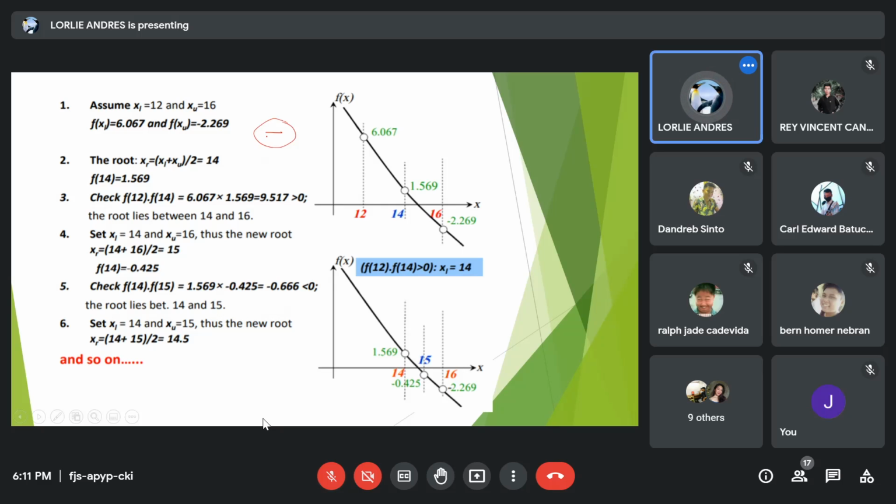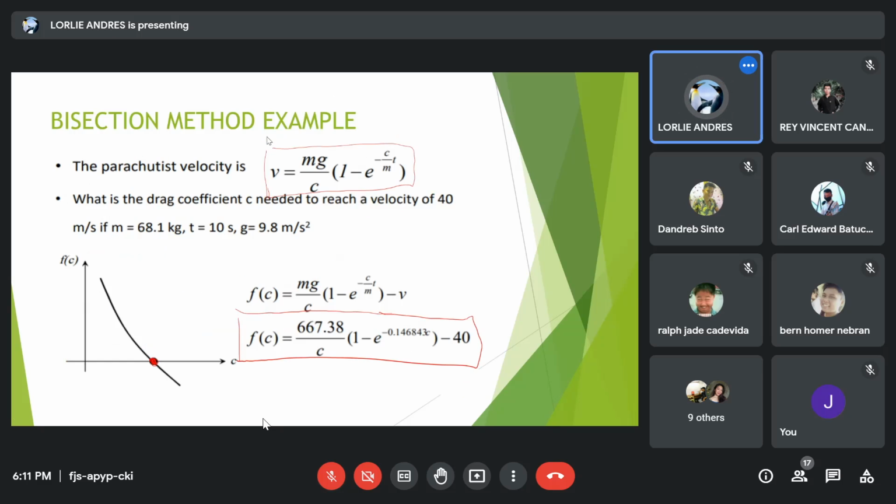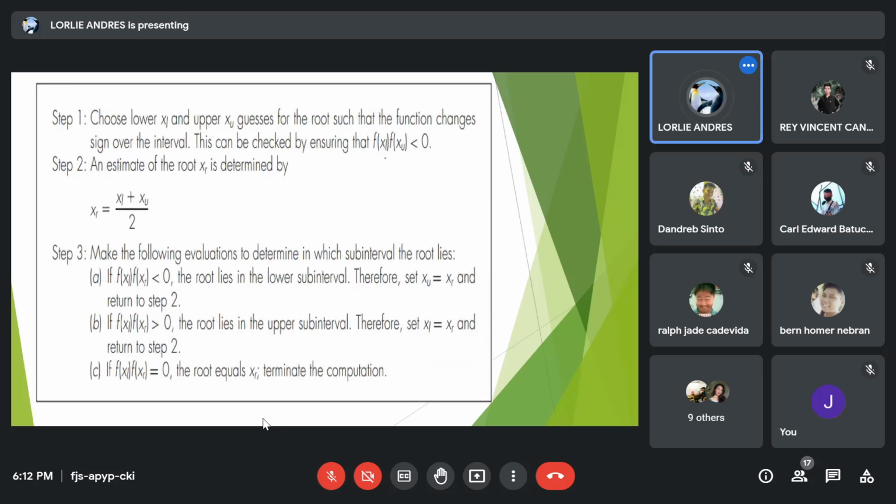Pag negative value siya, sa tuang step 1, unsayang ingon, if your f of x sub l multiplied by f of x sub u is less than 0, ang negative na value, less than 0 ba siya? Yes, ma'am. So if it is less than 0, then nag-true siya ani na condition. Pag true siya na condition, meaning you can use the x sub l and x sub u as your two initial guess value.